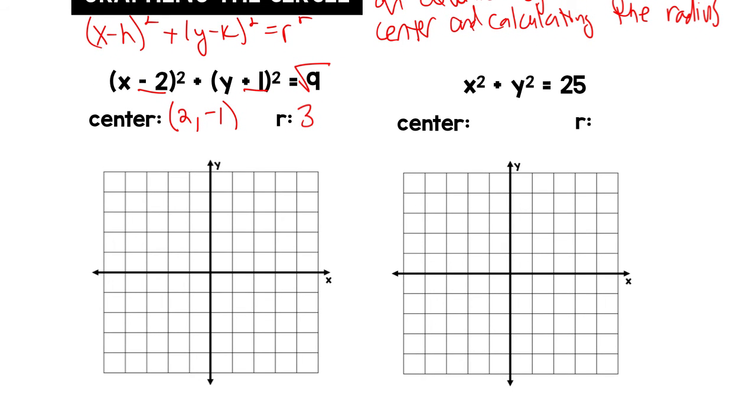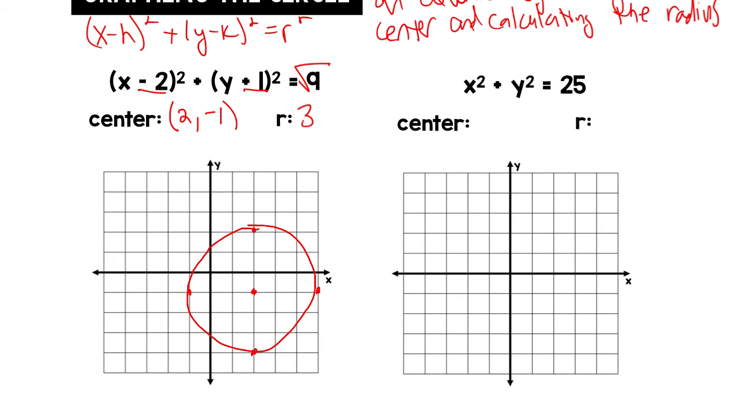Our center is at (2, -1), so right here. And the radius is 3. So I'm going to go 3 units in each direction. 3 up, 1, 2, 3. 3 left, 1, 2, 3. 3 down, 1, 2, 3. And 3 right. Now I can make this a circle. This is the hardest part. I am not usually very good. That's as good as it gets.